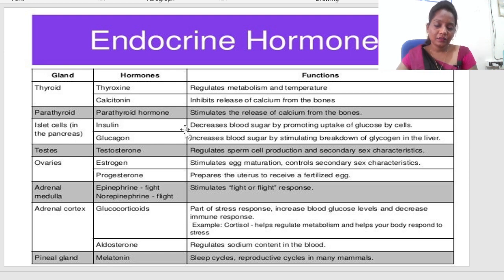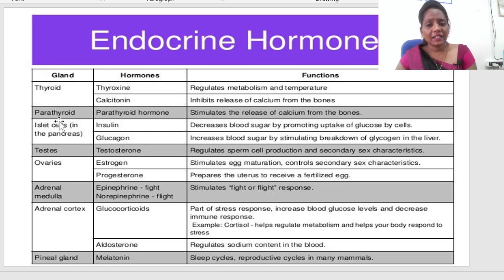When I listed some of the glands which are releasing hormones, from the pituitary gland, from the anterior and posterior pituitary gland, according to the glands we will see the functions. The first gland is the thyroid gland. The thyroid gland releases thyroxine and calcitonin. Thyroxine is very important for metabolism and temperature maintenance, whereas calcitonin is important for calcium levels in the bones.